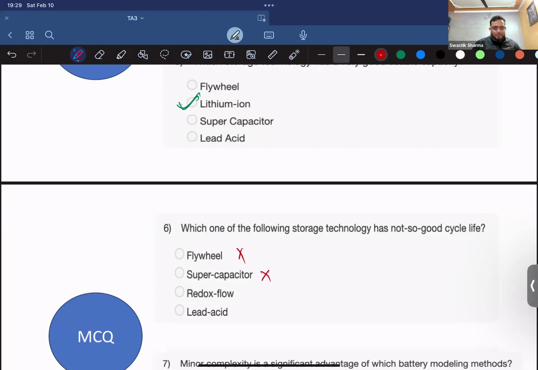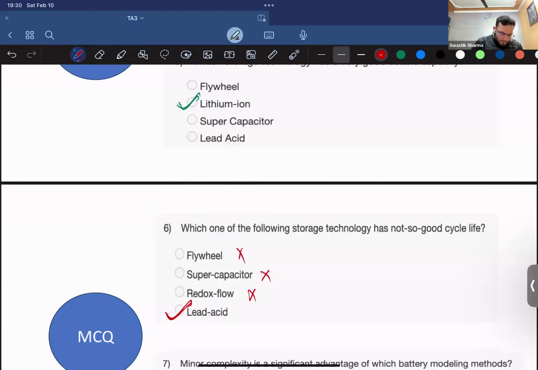Supercapacitor as well, because what is it? It stores energy as an electric field, by displacing charges to the different plates. But a redox flow battery doesn't, and it's still better than a lead acid based battery. So the lead acid battery has the least cycle life.